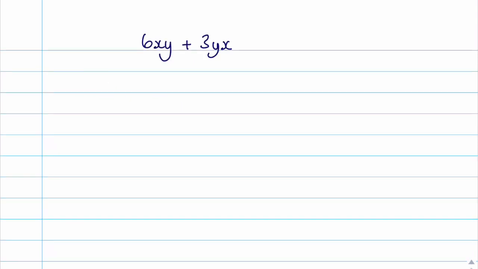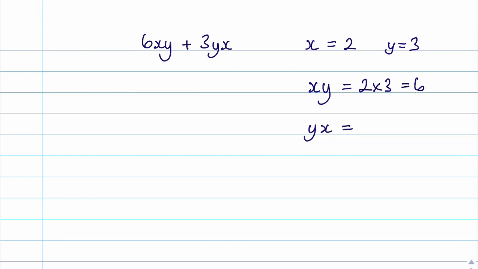Now looking at this second question, we have an xy term and a yx term. And the question is, well, is xy the same as yx? And the simple answer is, well, yes it is. And I'll show you why. If I have an x value of 2, and a y value, let's say, of 3. I know that xy means x multiplied by y. In this case, it's 2 multiplied by 3, which is 6. Now yx is also y multiplied by x, which would be 3 multiplied by 2, which is also 6. So xy and yx are the same.